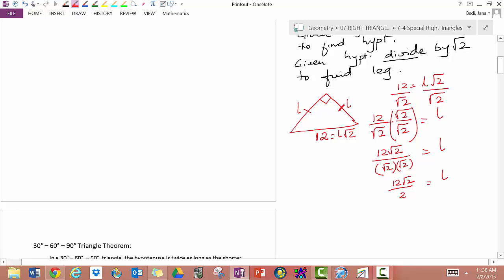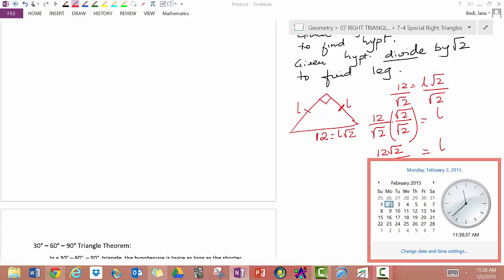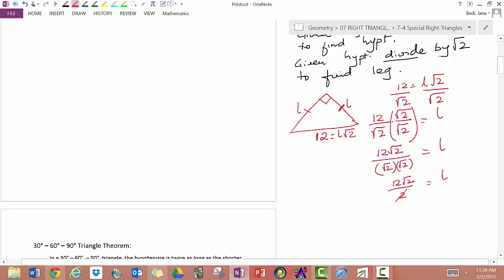Now you can only cancel radicals, so this 2 will cancel with this 12, and you get L equals 6 root 2. Do a quick mental check. If I multiply 6 root 2 by root 2, will I get 12 for the hypotenuse? Yes. So my leg is correct.